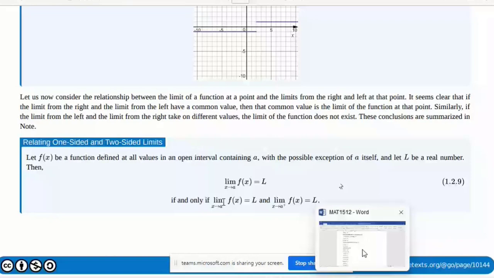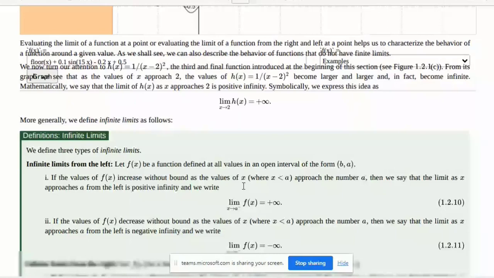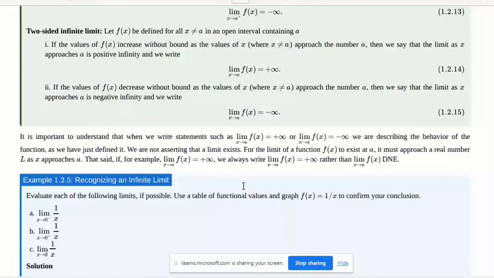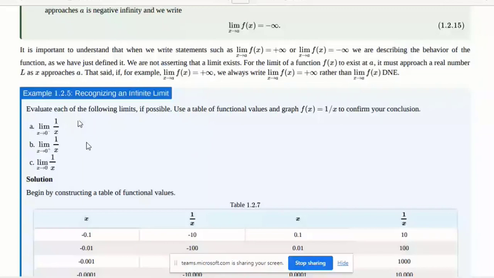Example 1.25. Let's look at this example. Evaluate each of the following limits, if possible. If possible, use a table of functional values and the graph of f of x equals 1 over x to confirm your conclusion.